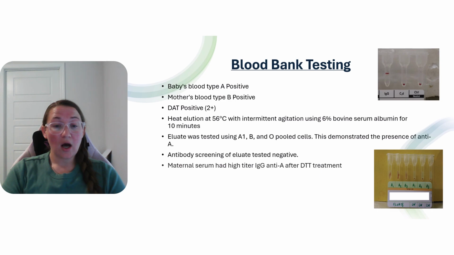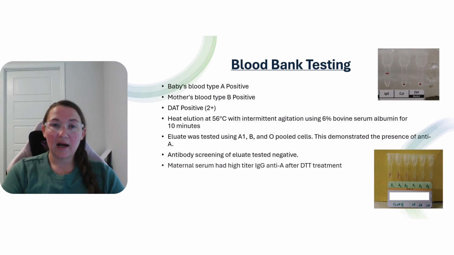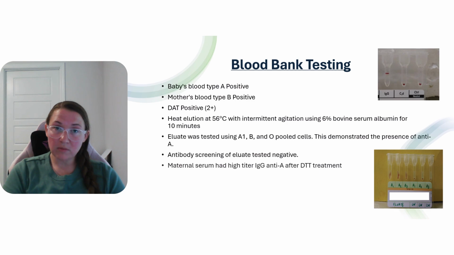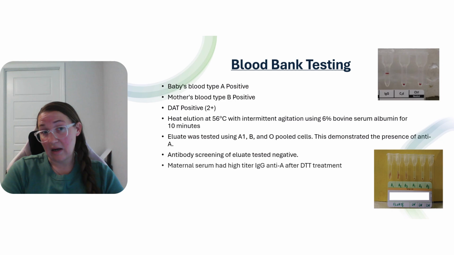So then they did a titer on the mother's serum, and they found that she had a high titer of IgG anti-A in her system. So that high titer is what is causing this hemolytic disease and causing so many issues for this baby. So now we've confirmed that this is an ABO incompatibility, and now we just have to treat the baby for it.